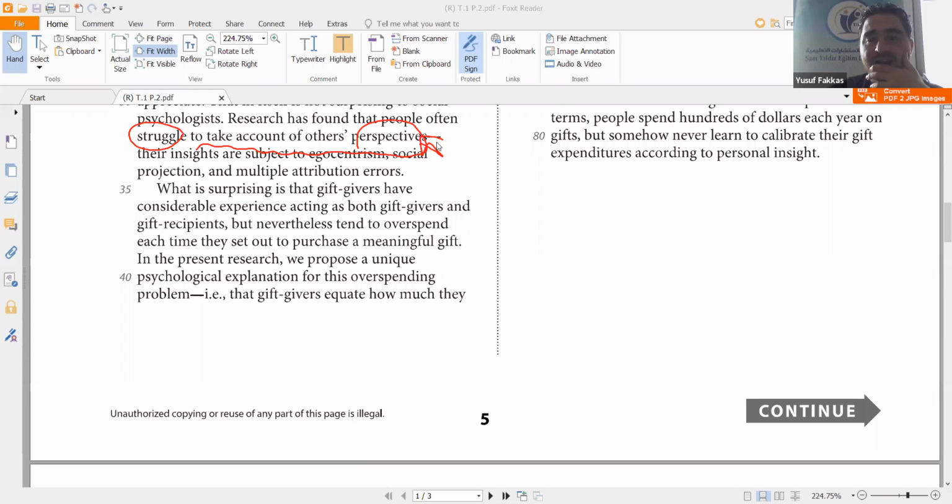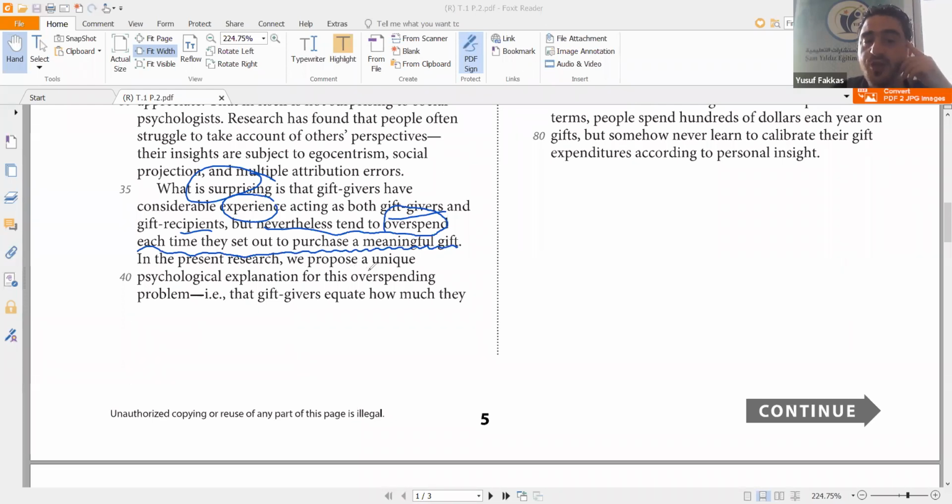Let's continue. So what is surprising is that gift givers have considerable experience acting as givers and recipients. Now, that's what's surprising. I mean, in our lifetime, we give a lot of gifts, and at the same time, we receive a lot of gifts. So why can't we take account of each other's perspectives? What is surprising is that gift givers have considerable experience acting as both givers and recipients, but nevertheless, they tend to overspend each time they set out to purchase a meaningful gift. And why is that? We're gonna see here.